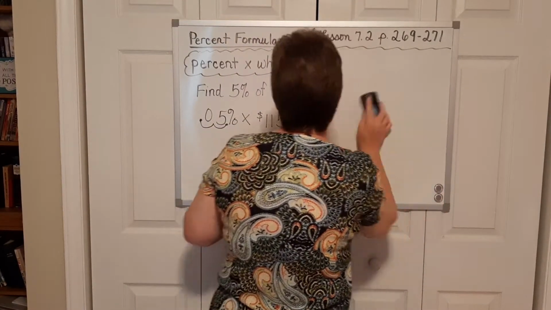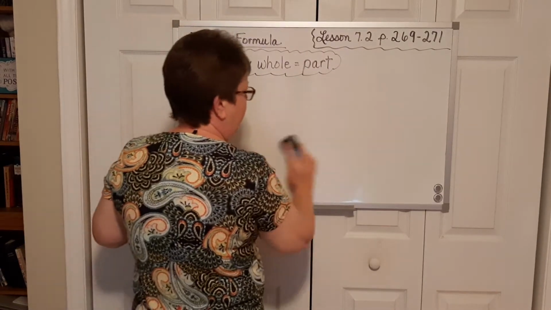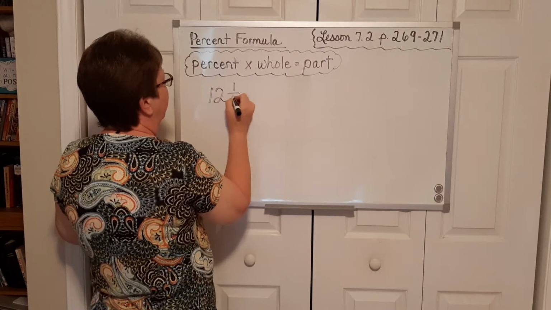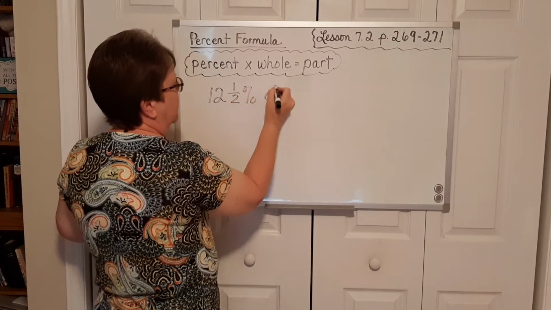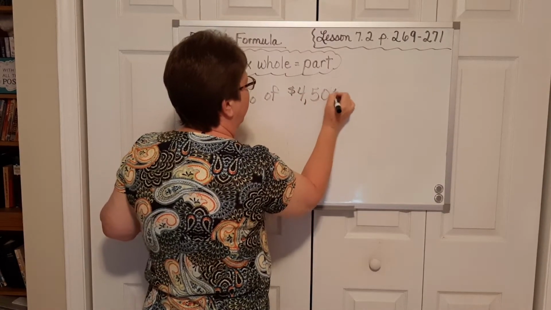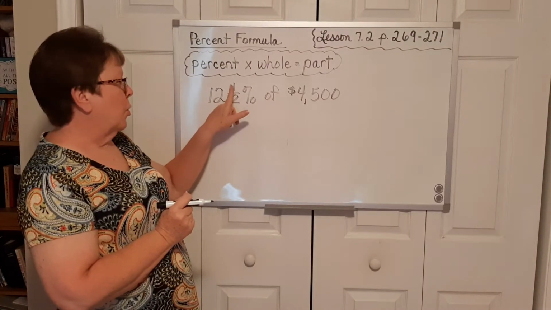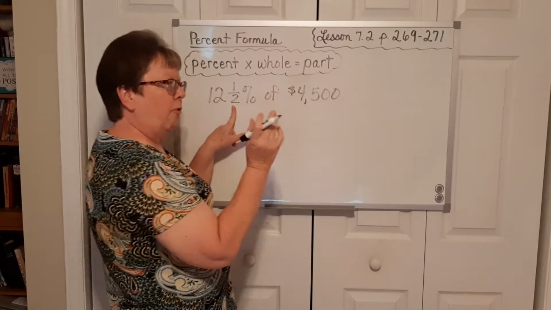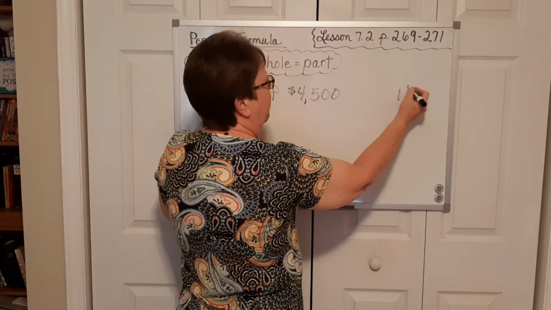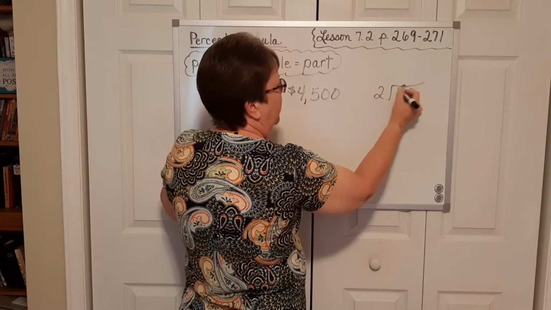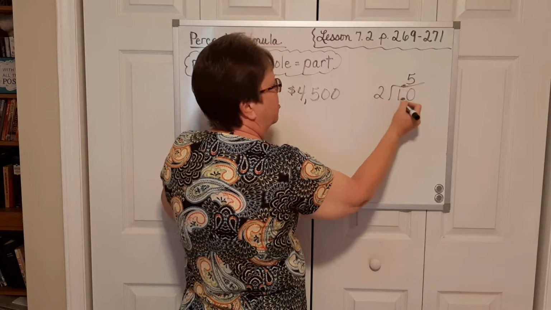Let me do another one with you using that formula. Now we're going to find 12.5% of $4,500. Here our percent is a mixed number, so we've got to take that fraction and make it into a decimal. If you forgot how to do that, it's 1 divided by 2. Put your decimal point and a 0. 2 goes into 10 5 times, so 2 times 5 is 10.